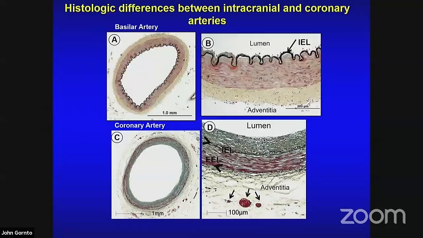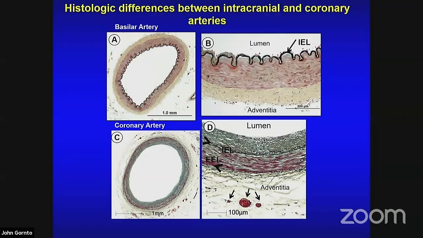So atherosclerosis in the intracranial arteries, I just want to show you what is a normal basilar artery versus a normal coronary artery. You can see the IEL is extremely thick in the intracranial arteries. That is, the internal elastic lamina is almost twice the thickness, if not more, than what we see in the coronary artery. This is the internal elastic lamina.